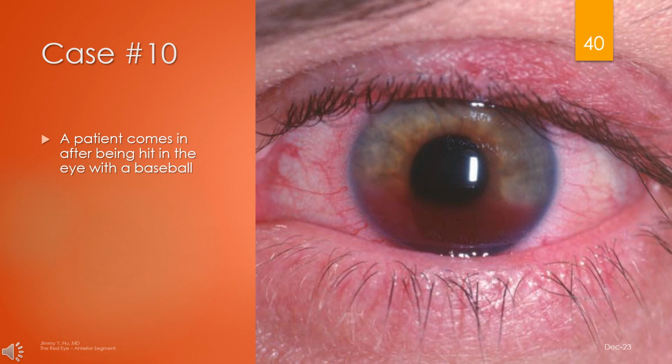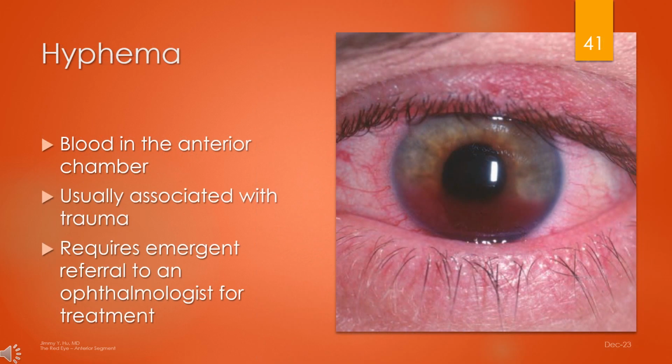Okay, here's another one. A patient comes in after being hit in the eye with a baseball. You look at them underneath the microscope and you see this fine layer of red. So this is your hyphema, which is just a layer of pooled red blood cells in the anterior chamber. It's usually associated with trauma, and this requires emergency referral to an ophthalmologist for treatment.